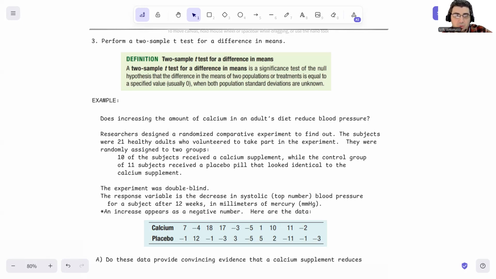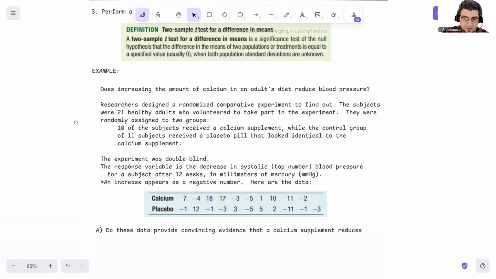And in this video, I'm going to show you how to do a two-sample t-test for a difference in means from two different samples. So this is called a two-sample t-test for a difference in means. Again, another significance test of the null hypothesis that the difference in means of two populations or two treatments is equal to a specified value. Typically, we're going to look at when it's zero, when both population standard deviations are unknown. So let's take a peek at an example here.